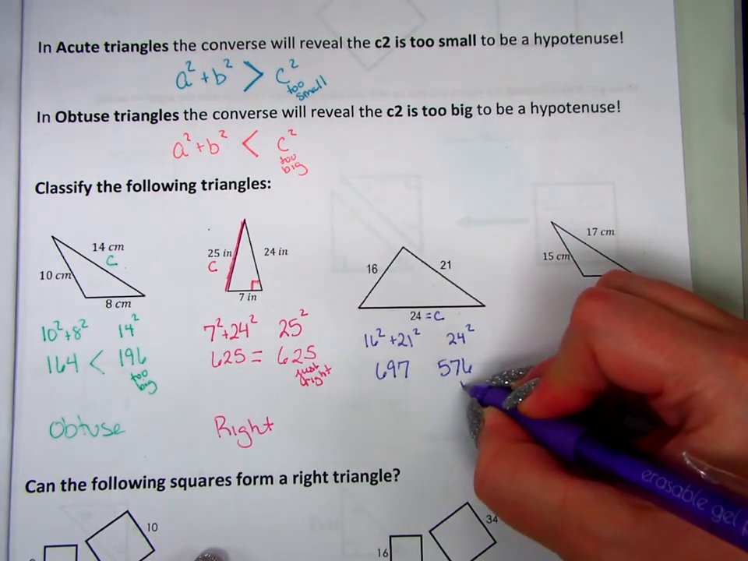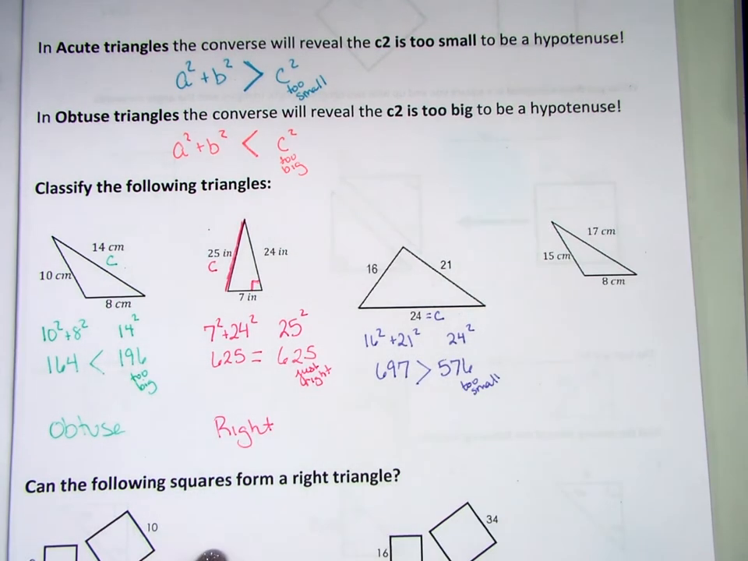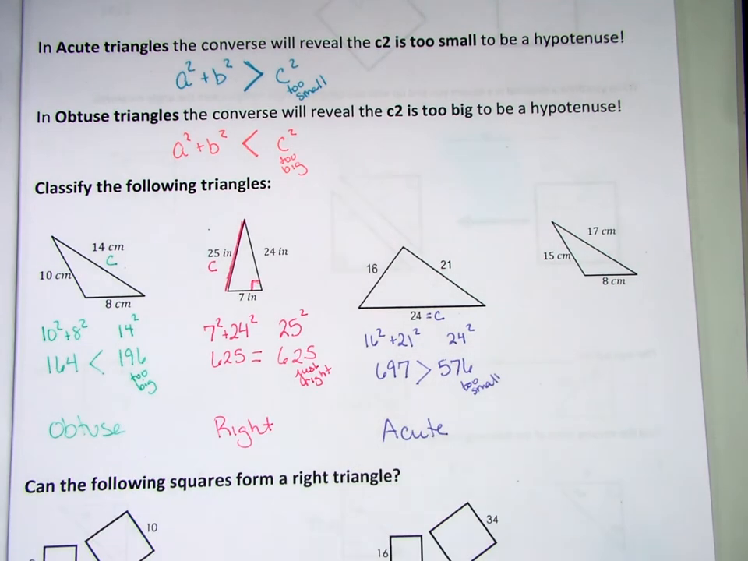Too big, too small, or just right? Too small. So that means this triangle is acute.